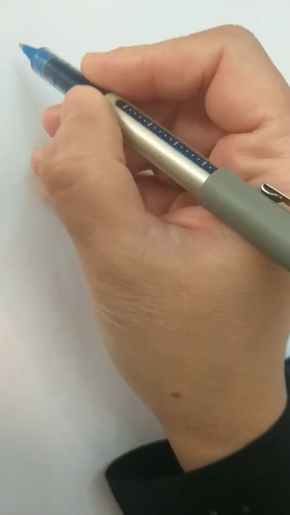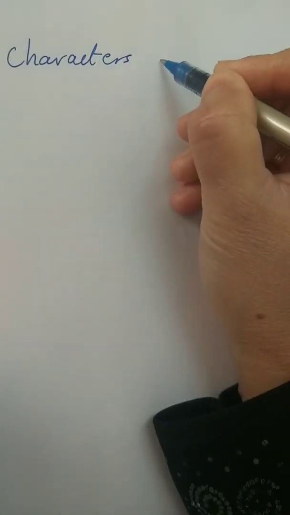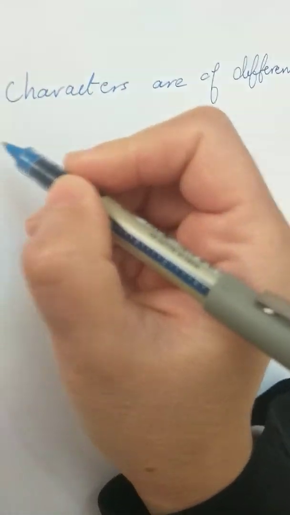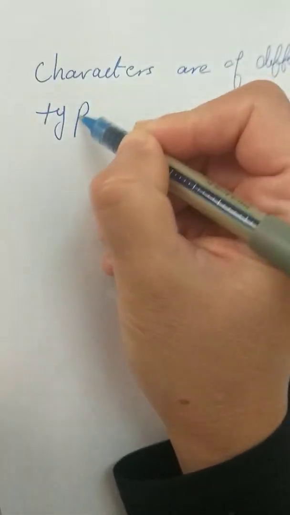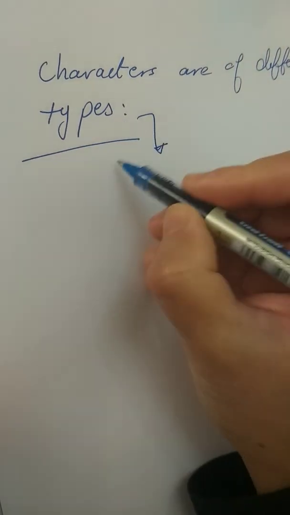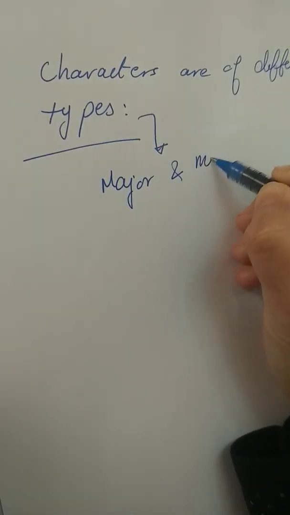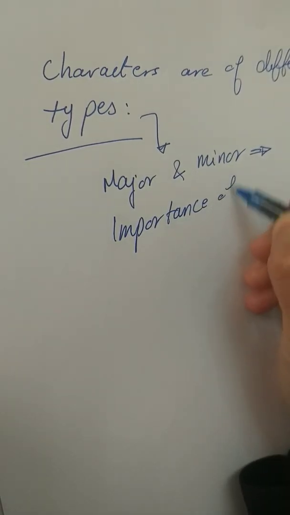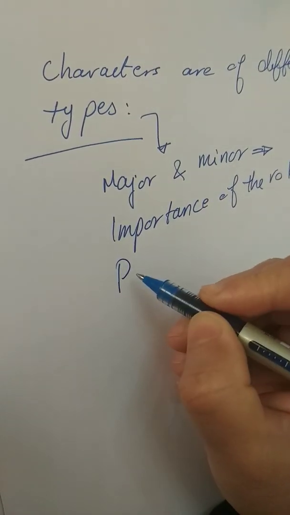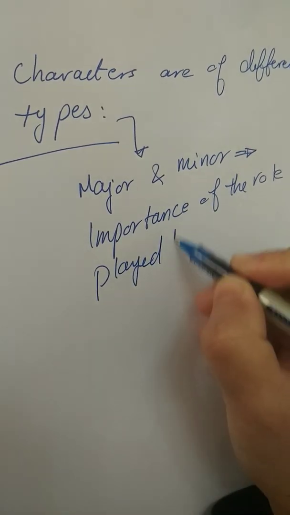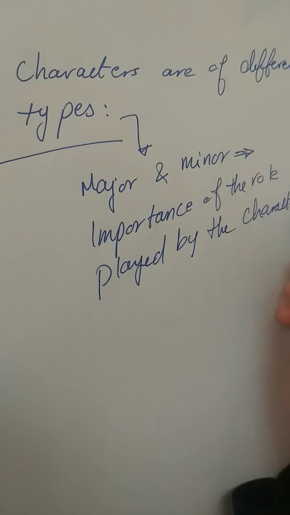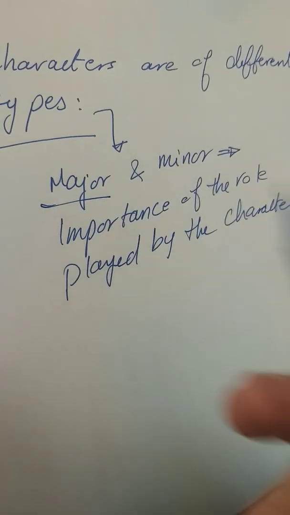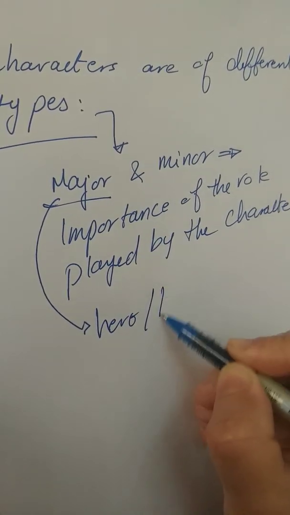Okay, now, most of you know that characters are of different types. Characters are divided into major and minor characters according to the importance of the role played by the character. In other words, if the character plays an important and a major role in the story, then the character is a major character. And usually the major character is the hero or the heroine.